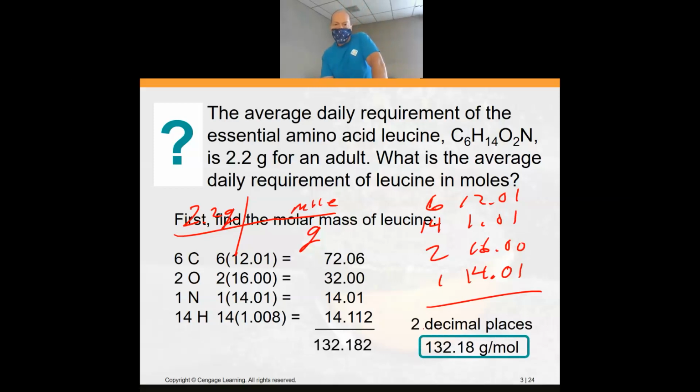All right, always give the molar mass to 2 decimals. Sometimes it's 4 sig figs, sometimes it's 3 sig figs. This time it's 5 sig figs. Number of sig figs doesn't matter. It's always 2 decimal places.